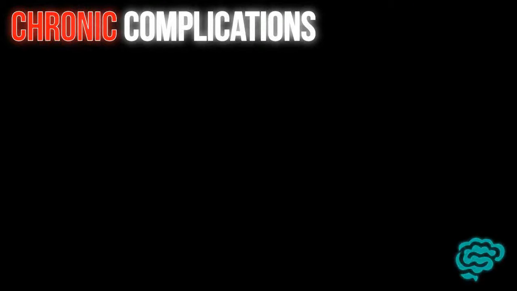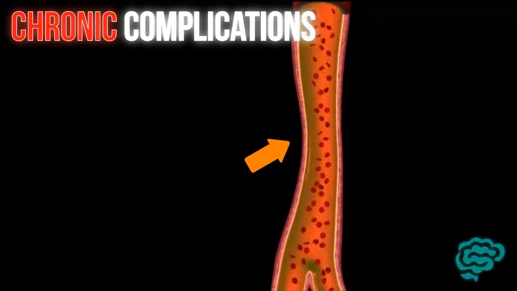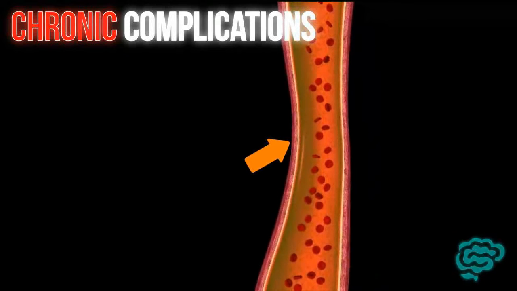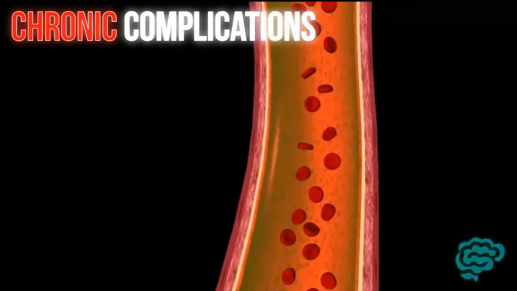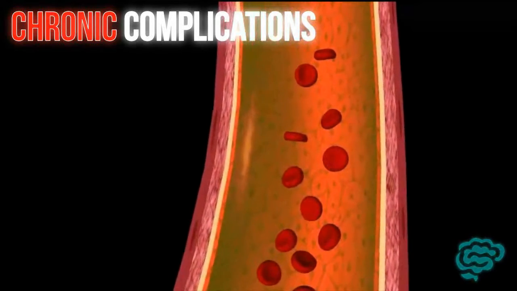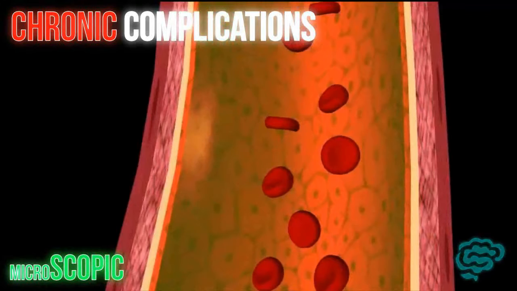This hyperglycemia is also toxic in the long term for blood vessels, because vascular cells don't need insulin to internalize glucose, so it gets inserted excessively into these, causing toxicity. This even applies to microscopic vessels, the origin of the microvascular complications.